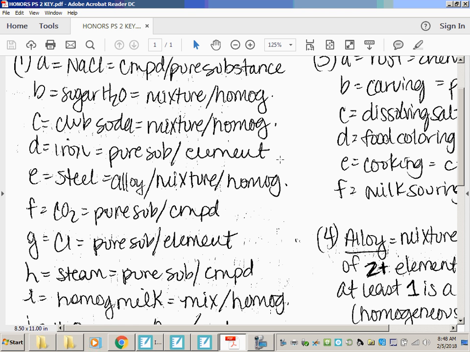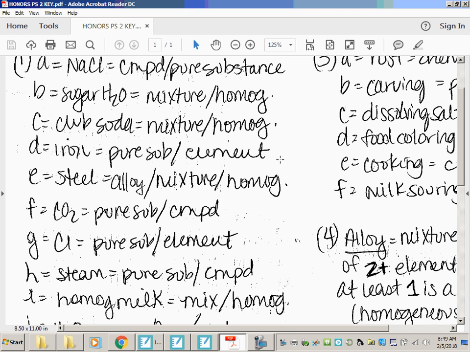All right, so 1A, pure compounds, a pure substance. B is a mixture, sugar water is homogeneous. C, mixture, homogeneous, plus soda is kind of bubbly, but it should be very, very uniform throughout. D is iron, Fe, pure substance, meaning it's an element. E, steel, is not an element. It's not on the periodic table.